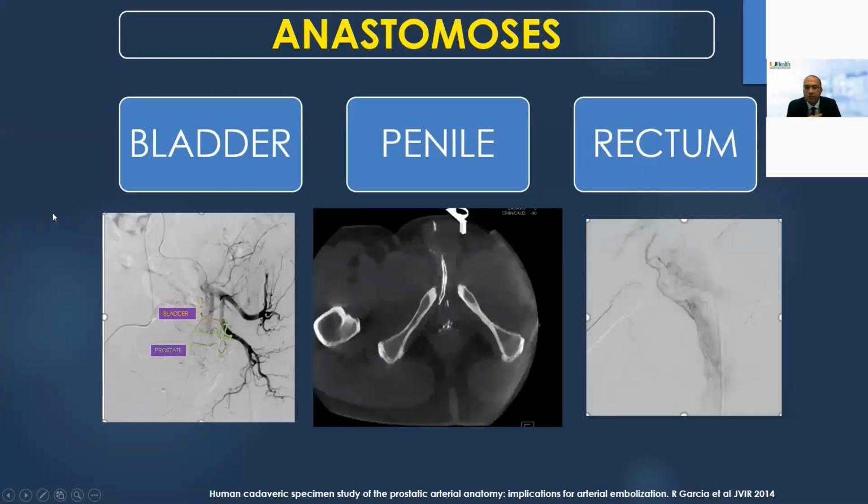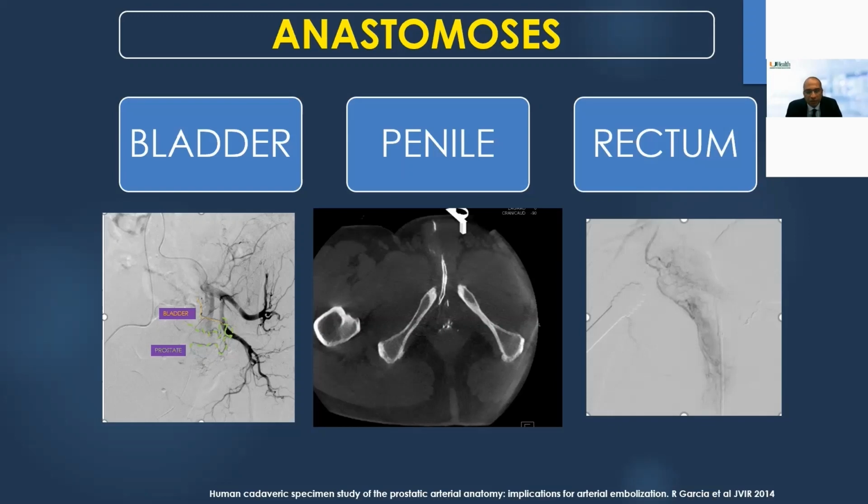When it comes to anastomosis, we are always worried about anastomosis or communications or collaterals to bladder, penile, or rectum. And these are the 3 areas where we do not want these spheres or particles to go, especially penile, because bladder and rectum will just cause a little bit of hematuria or hematochezia, but will not have any significant long-standing effect. But when it's a non-target to penis, it can cause penile ulcer or balanitis, and it takes like good 4 to 6 weeks to resolve.